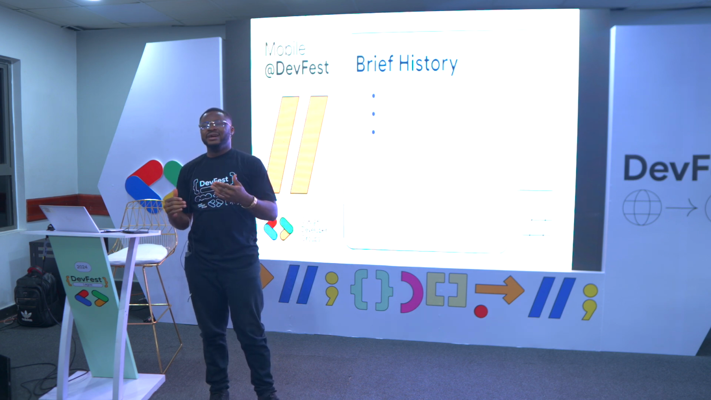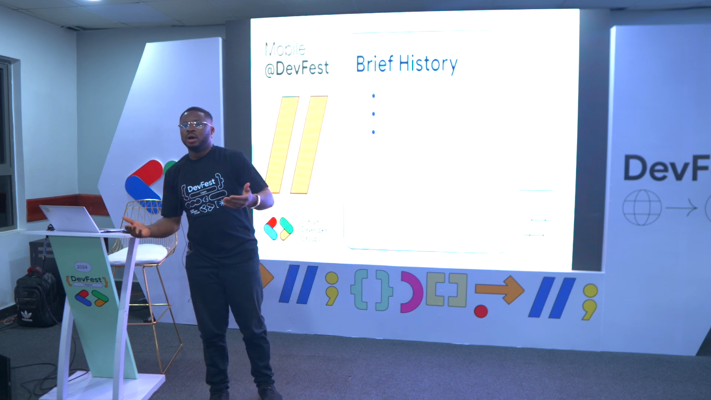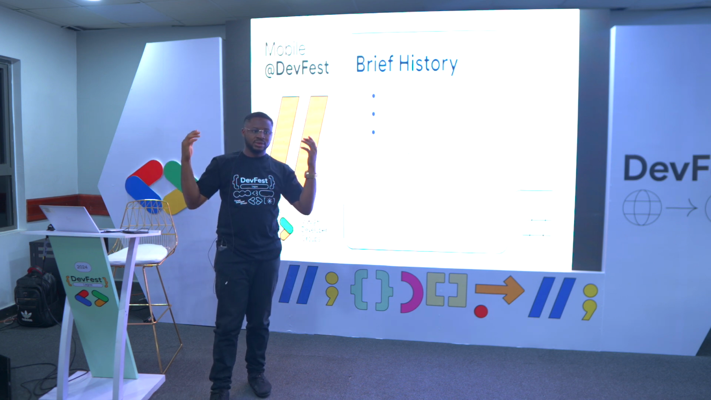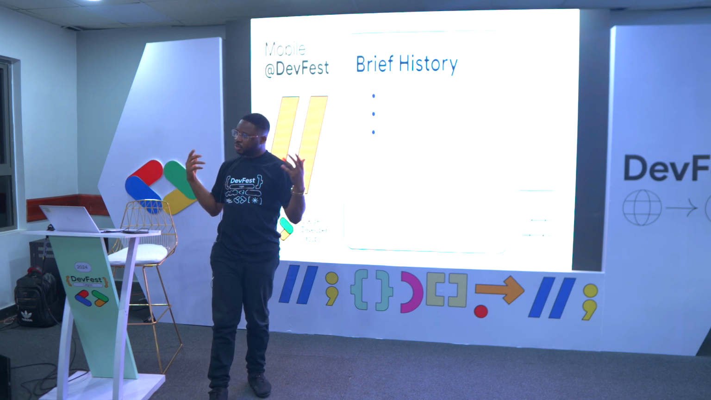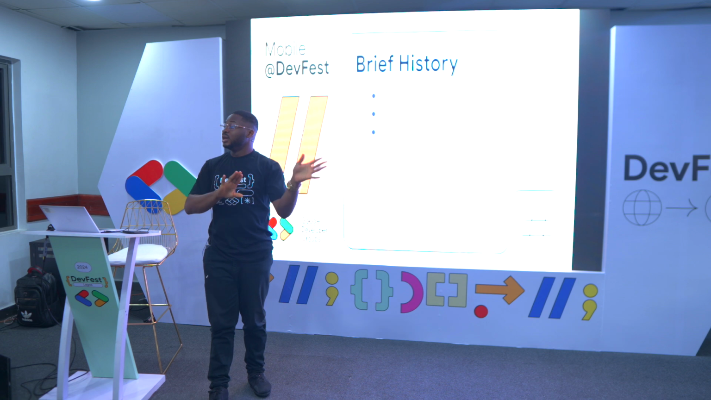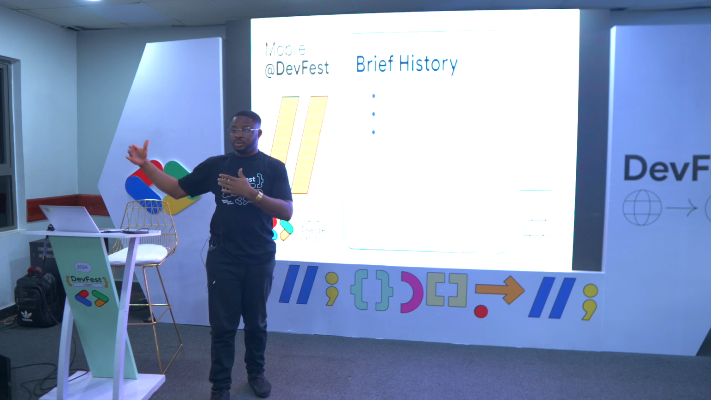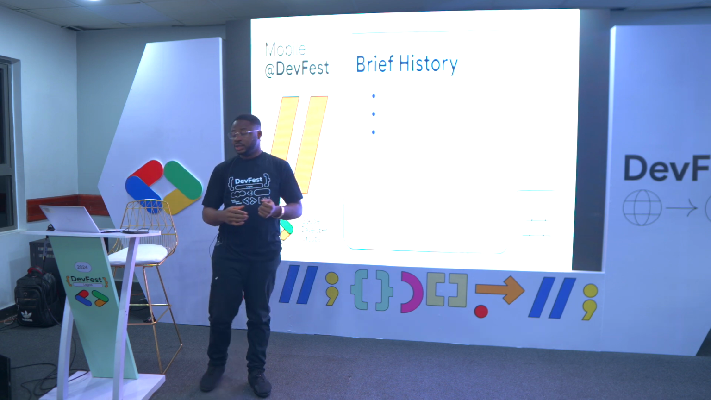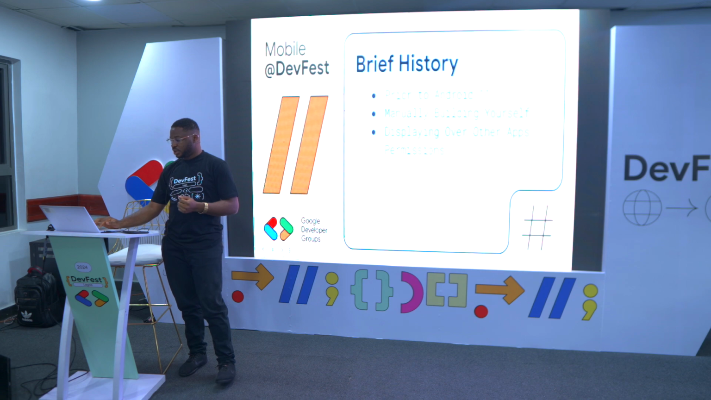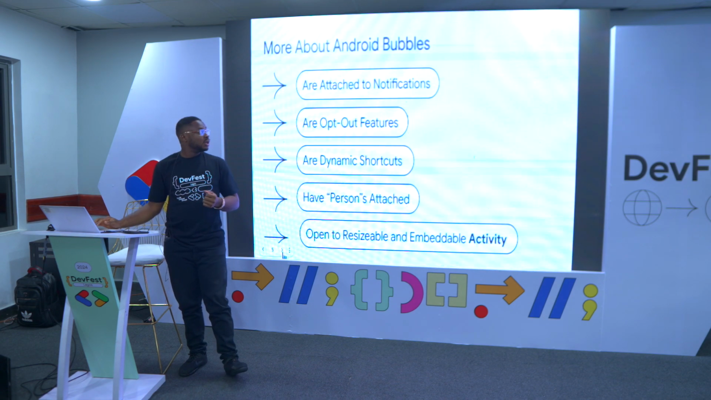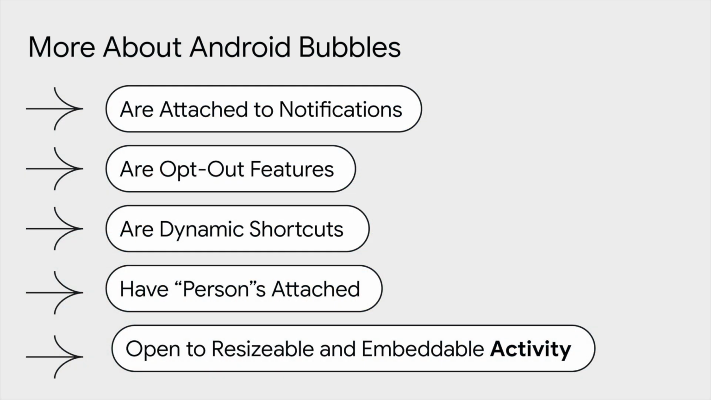So they found a way to make bubbles work for lower end devices. So Android 10 and backwards, I think bubbles kind of work, but let's focus on higher latest devices. Yeah. So that's for a little history. And so more about Android bubbles. Let's just overview them. Android bubbles are attached to notifications. I think this is very important.